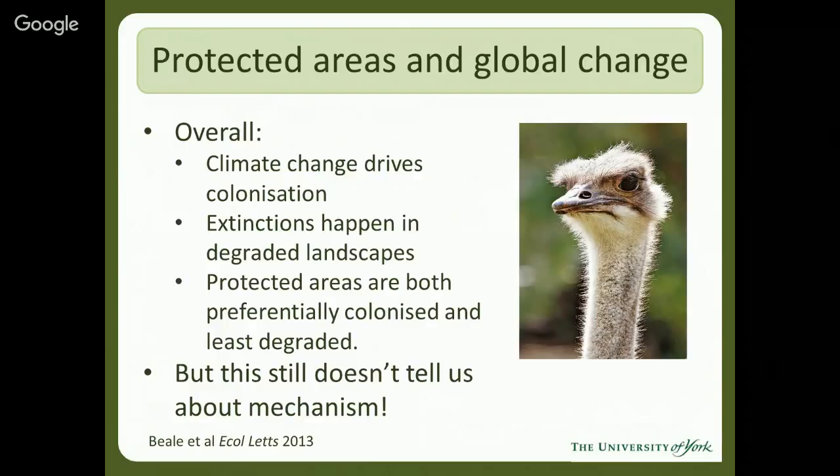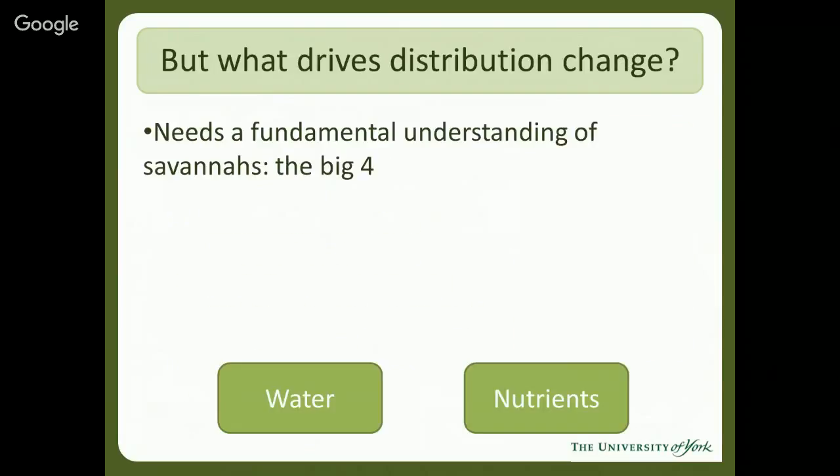So protected areas seem to be working within this landscape for savanna birds, even though we don't set them up with that in mind. But it doesn't tell us anything about what the mechanism is. We know that climate's somehow related, but these species aren't measuring the length of the dry season and saying, okay, I'm going to go there, it looks good now. They're responding to something much more proximate. And that's what the next problem is.